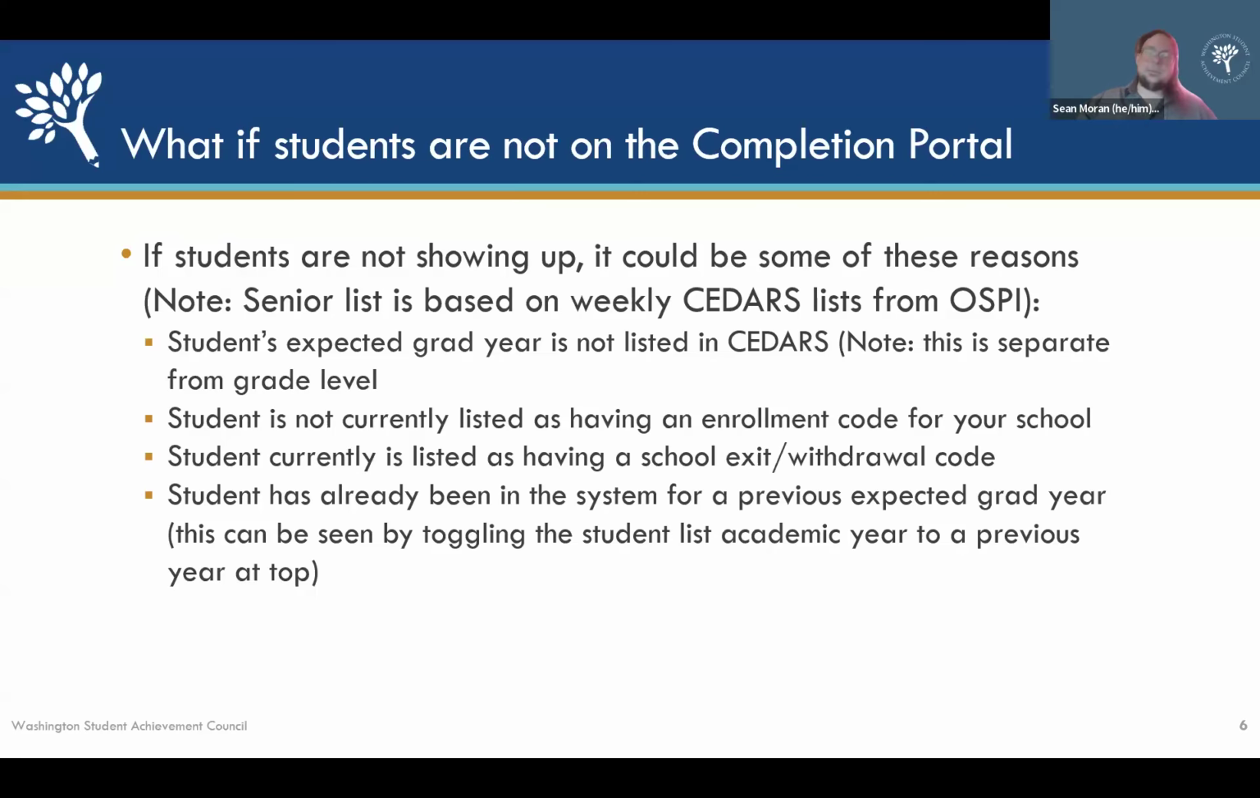So for instance, if as of August of the last year, y'all had gotten the expected grad year changed, then they would no longer have been on the final list of the FAFSA completion portal when it closed for the previous year. But that's just something important to know in case you aren't seeing them this year, even though the expected grad year has been changed.